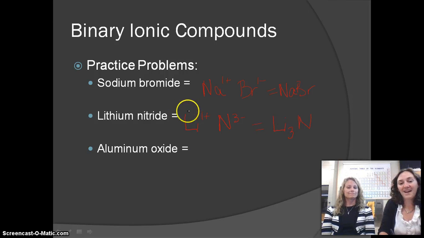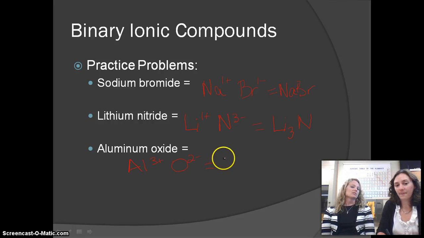Aluminum, what is the charge? Aluminum's a 3+. Oxide's a 2-. We've got to do a little bit more math here. To neutralize this one, I'd probably go to a 6. So then we would need 2 aluminums and 3 oxygens to get a 6+ and a 6-. So let's put in parentheses. Now we've got a +6 here, and a -6 here. If you add those together, you're going to get a 0.